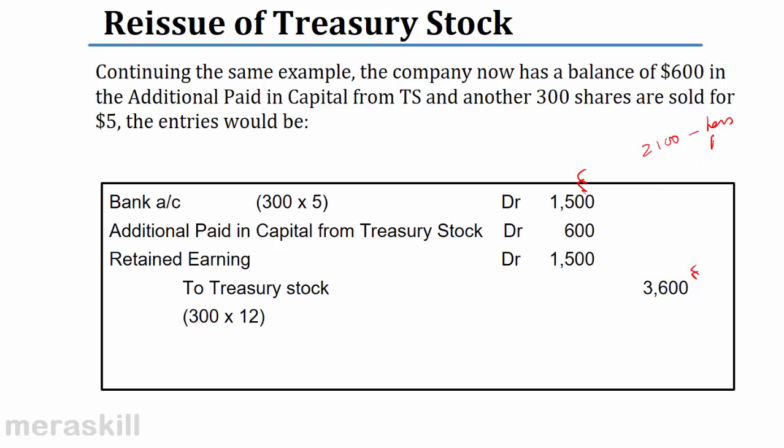Right? How much do I have in the APIC from treasury stock? Only 600. Yes or no? 600 I use from APIC from treasury stock. And the remainder amount of 1,500 I take from retained earnings. Is it clear? So if there is not enough APIC from treasury stock, then I use the retained earnings. What is available is used up and then the remaining is taken from retained earnings.